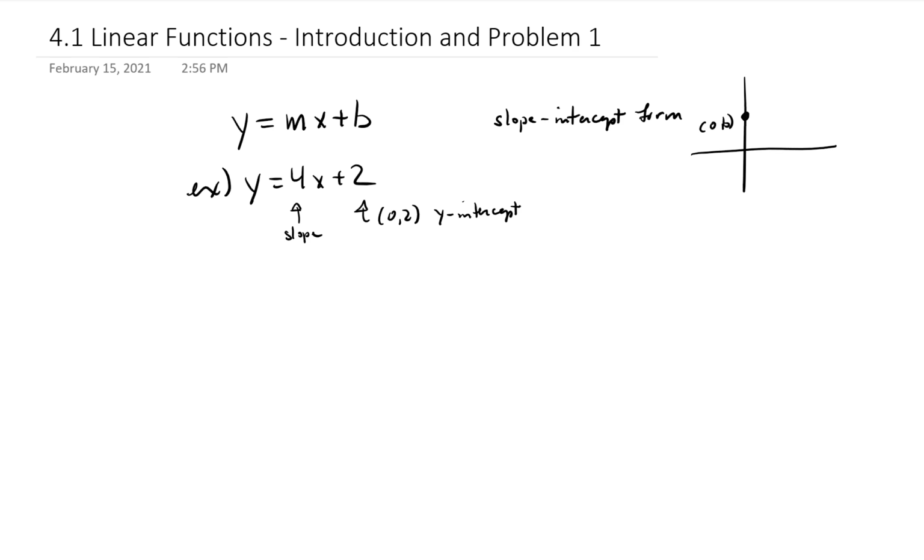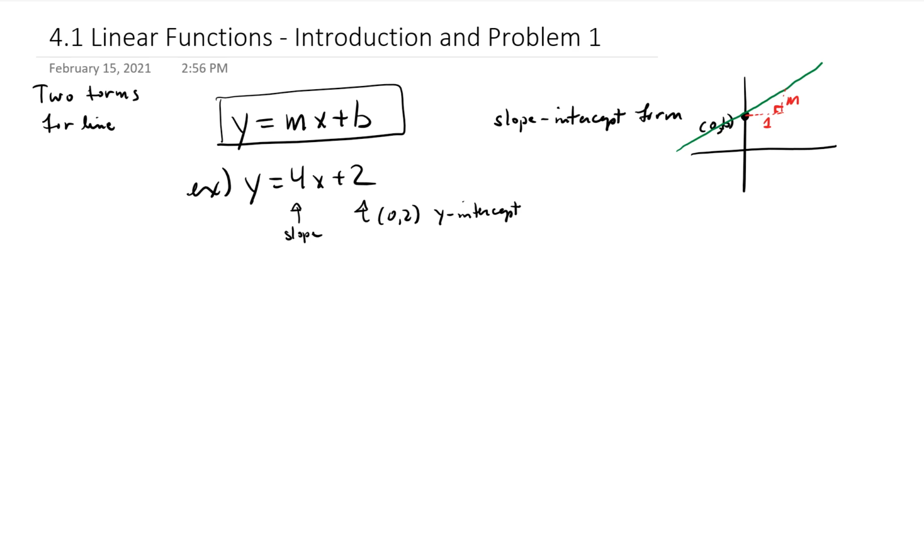And on a graph, we'd have a line passing through (0, b), and it would have a slope of m, which means that if you go forward by 1, you go up by m. So make a right angle. That's what a slope of m means. There's another form. So this is the first form. So two forms for lines. This is number one.